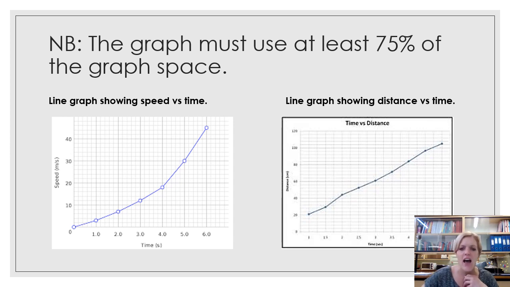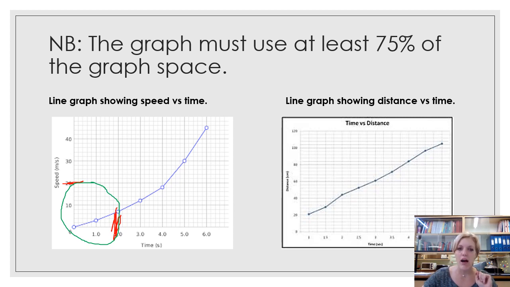So guys, I don't want to see it like this, where the graph ends here for time and it ends here for speed. Because then what's going to happen is all the information is going to be in this space over here, and nothing is going to be here. That's why I mean 75% of the graph space must be taken up.